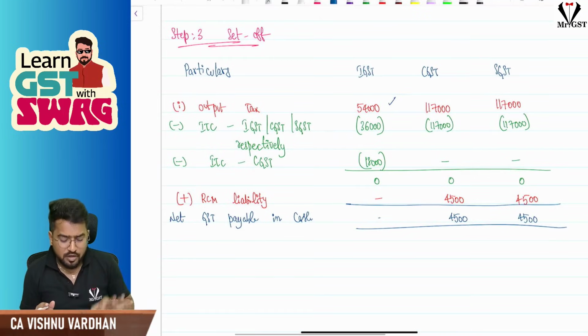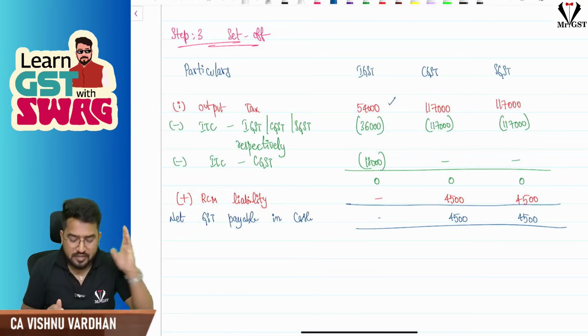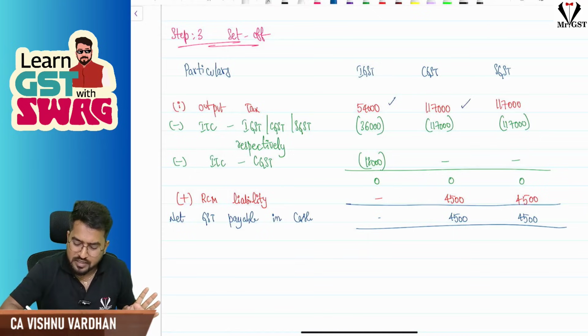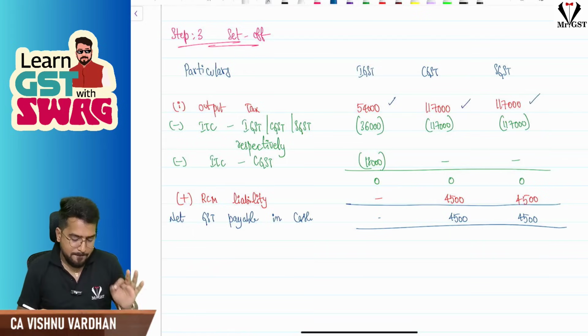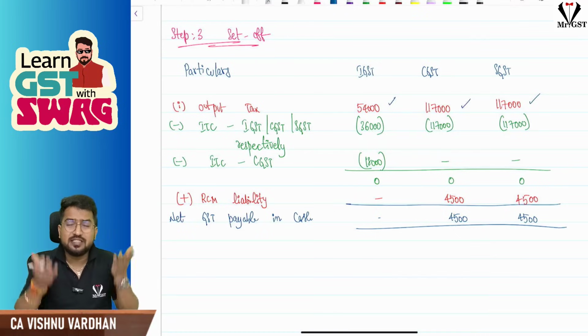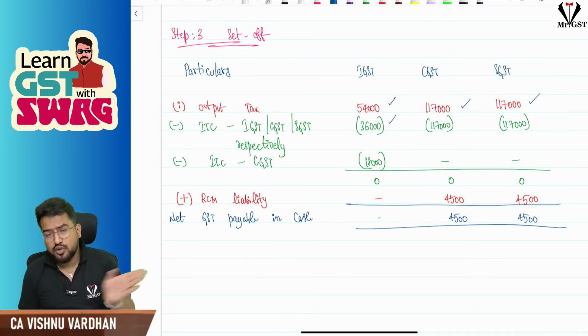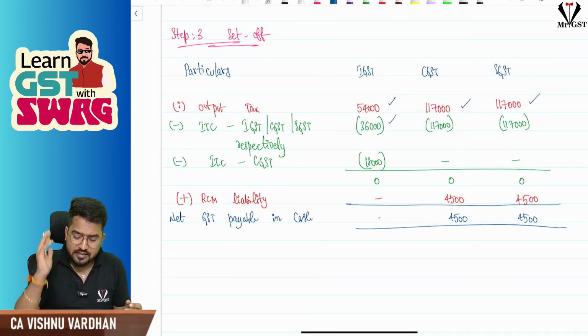Particulars: IGST, CGST, SGST. First, I will take output tax. Output tax is this much. And from that, generally your first agenda is to make the IGST ITC balance 0. IGST ITC balance is 36,000, so it will automatically become 0. Then you can happily take the CGST and SGST ITC balances and use them.